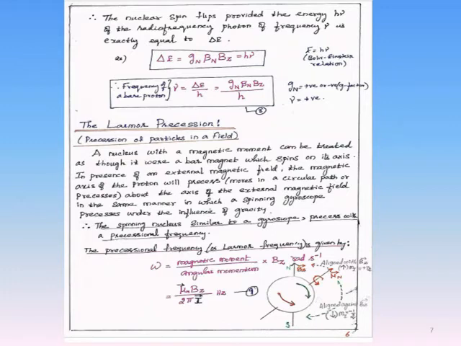In the presence of an external magnetic field, the magnetic axis of the proton will precess, which means it moves in a circular path about the axis of the external magnetic field, in the same manner in which a spinning gyroscope precesses under the influence of gravity. So the spinning nucleus, similar to a gyroscope, precesses with the precessional frequency.